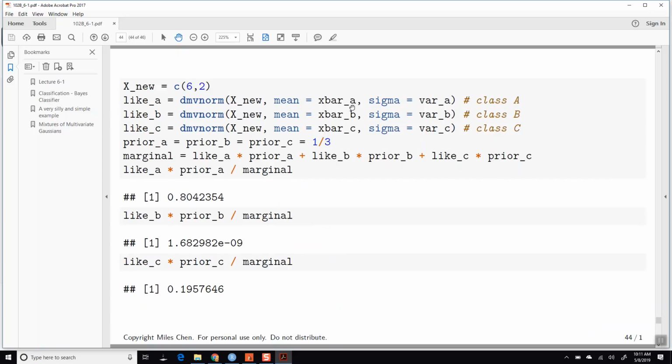And so these are just the exact same things. We calculate the likelihood by taking in our coordinate 6, 2 and putting in the mean and the variance for class A, B, and C. The priors are all 1/3. The marginal is the sum of the likelihood times the prior for all of the different classes. Then we take the likelihood times prior divided by the marginal. Here it says it's around 80% A, almost 0% B, and about 20% C, with probabilities, okay?